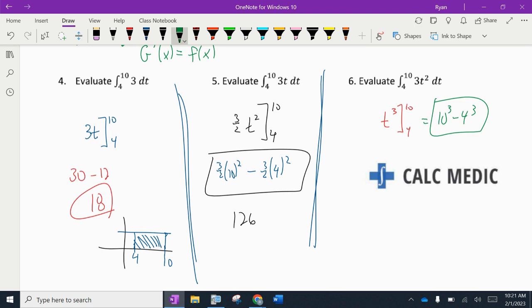There's my answer. Now, if I did my calculator and evaluated it, I believe that's 936. But 10 cubed minus 4 cubed is good enough for us.